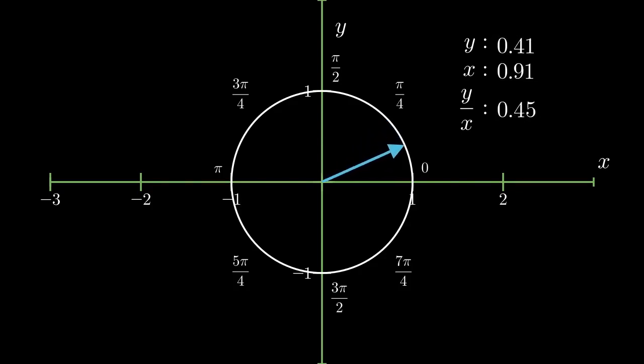We can rotate the arrow to be flat against the positive x-axis, and notice that the tangent is now 0, because y is 0, and 0 over anything is 0. We can also rotate the arrow to be pointing straight up at pi over 2, and notice that it's undefined, or infinity. This is because as we're pointing very, very close to straight up, x becomes very, very close to 0, and any number over a very, very small number that's getting closer and closer to 0 is just going to blow up to infinity.